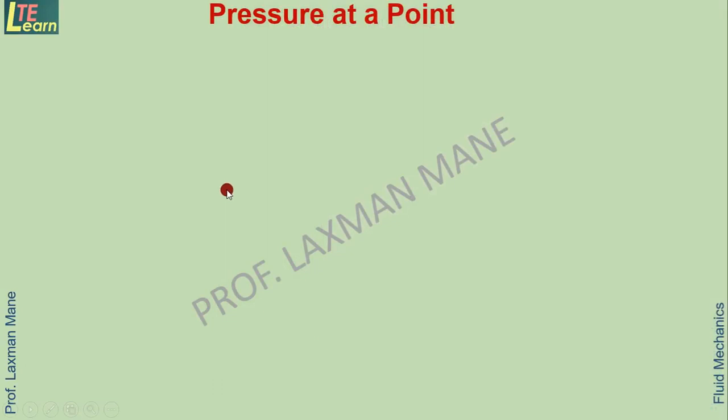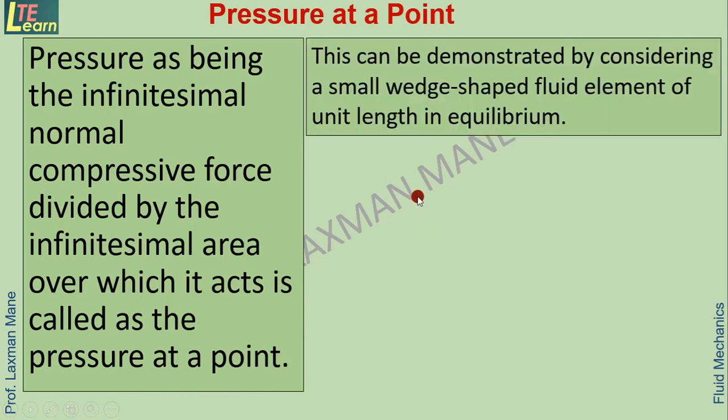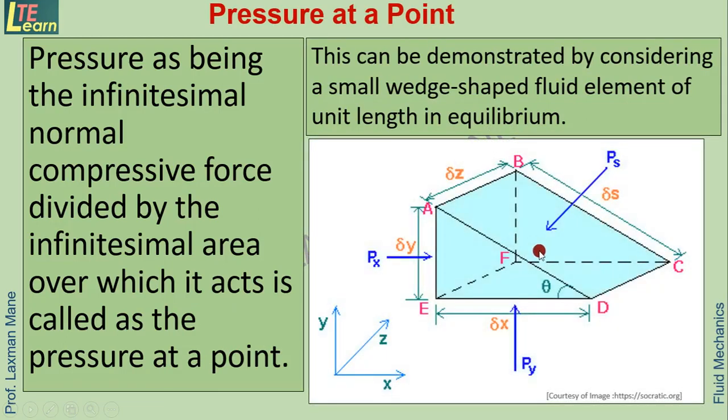Now here, in order to understand Pascal's law, we need to know pressure at a point, which is required to verify Pascal's law. So pressure is the infinitesimal normal compressive force divided by the infinitesimal area over which it acts. That is the definition of pressure, and it is called the pressure at a point. This can be demonstrated by considering a small wedge-shaped fluid element of unit length in equilibrium.